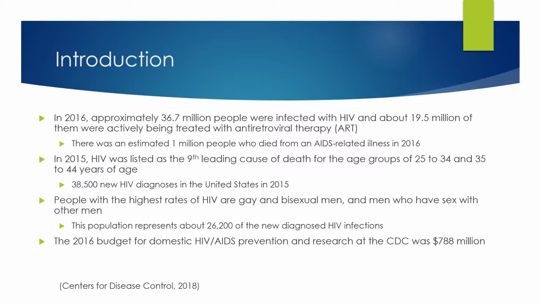There were 38,500 new HIV diagnoses in the United States in 2015. The population of people that have the highest rate of HIV are gay and bisexual men and men who have sex with other men. This population represents about 26,200 of the newly diagnosed HIV infections. The 2016 budget for domestic HIV and AIDS prevention and research at the CDC was $788 million. This is all information from the Centers for Disease Control listed under 2018.